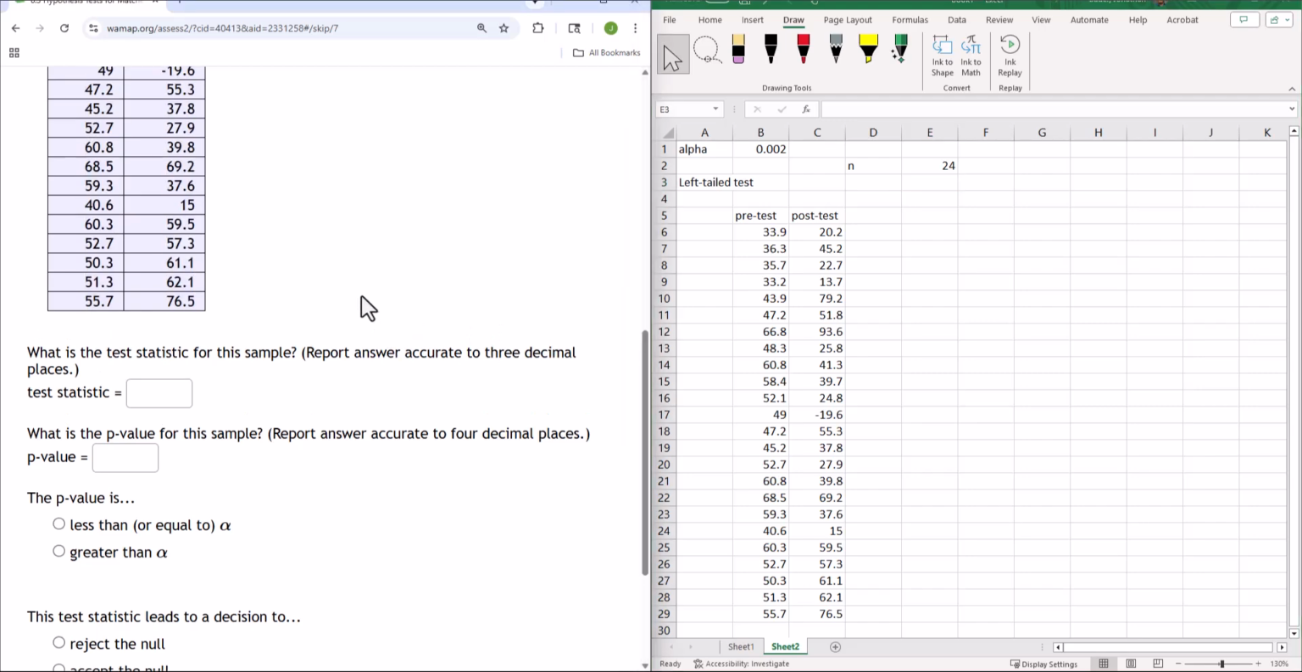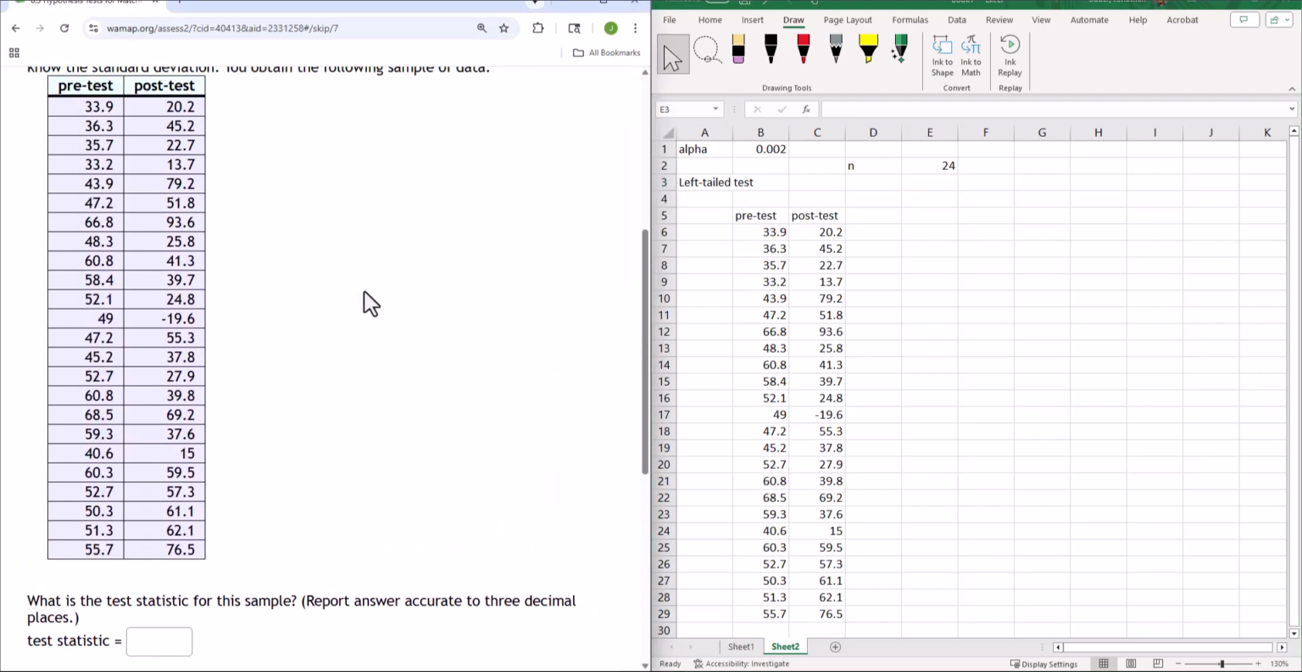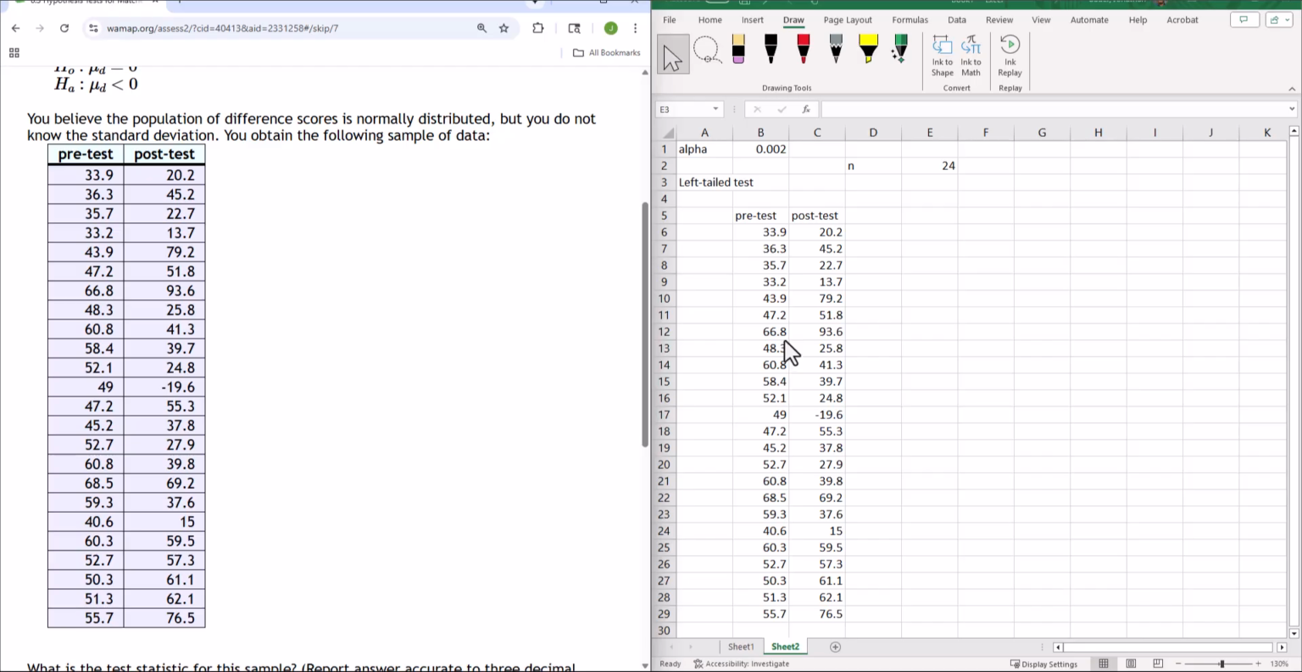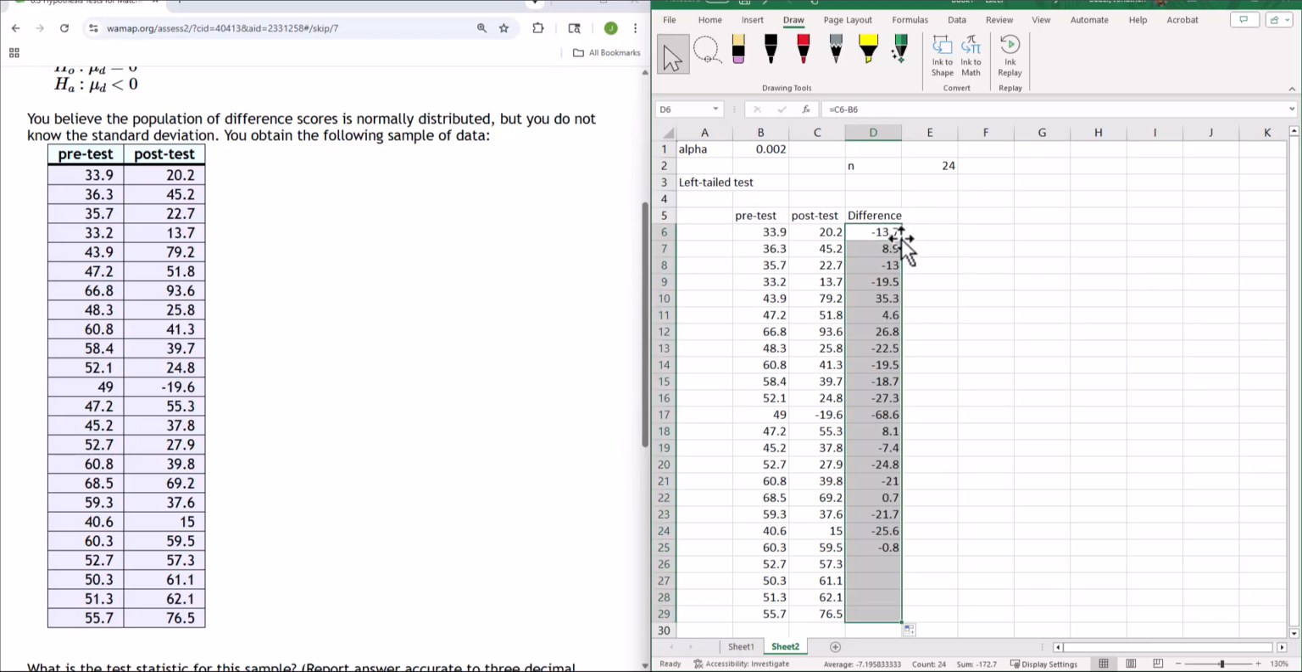And then I sort of need to find some stuff. I'm interested in the differences. And so here's my post-test and my pre-test. So the difference is going to be the post-test minus the pretest. You got to make sure you do this correctly. Sometimes they're listed in a different order, so just kind of pay attention there. And this is the differences.